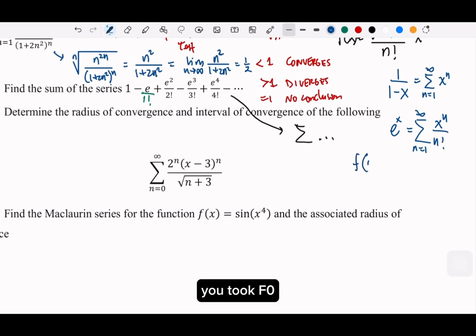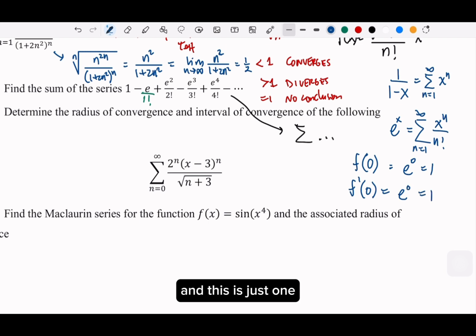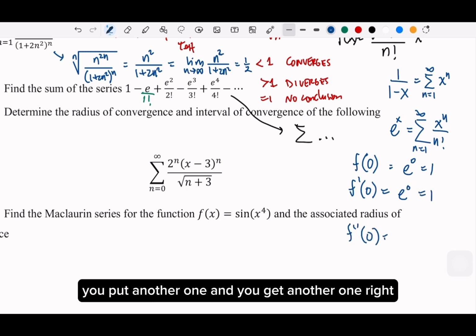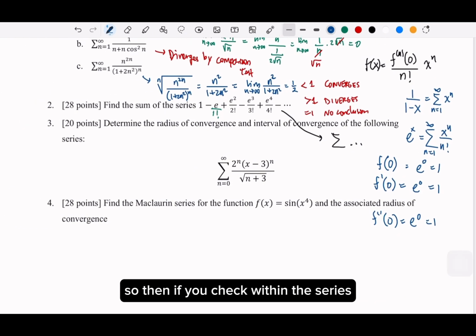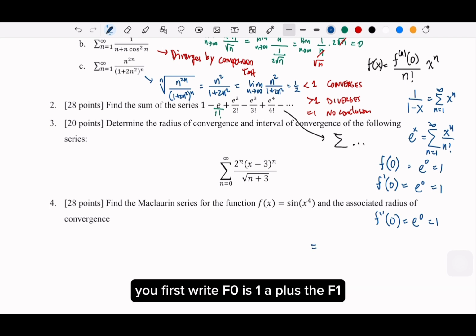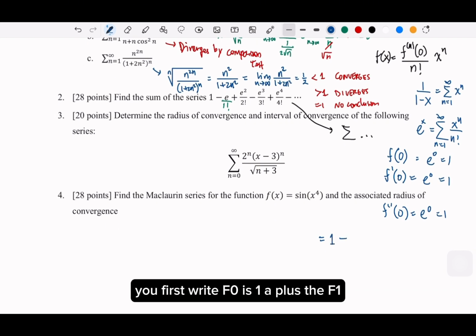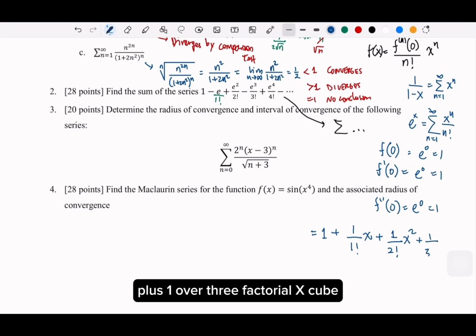So you take f(0), okay? So this will be e to the 0, this will be 1. You put in the first derivative, you get the same function, right? And it's just 1. You put in another, and you get another 1, right? So then, if you check within the series, you first write f(0) is 1, plus f'(0), which is 1, over 1 factorial x plus 1 over 2 factorial x squared plus 1 over 3 factorial x cubed.